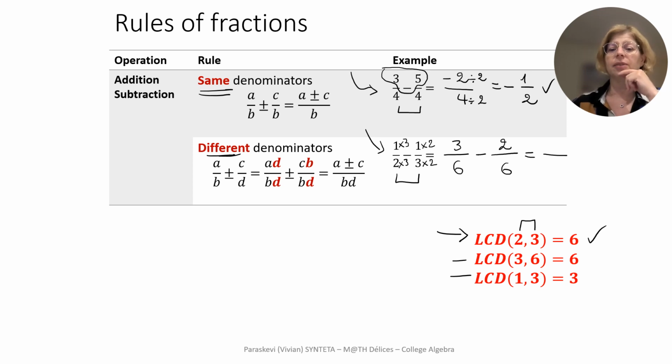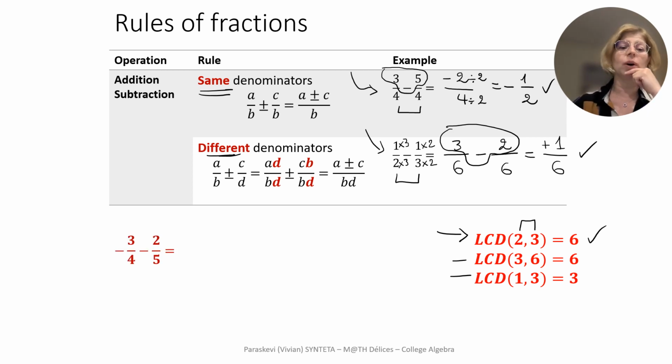Here we have the same denominator, so we just leave the 6 below here, and we'll just do the operations between 3 and minus 2. They have different signs, so we keep the sign of the bigger one, which is the 3, so it will be a plus that we can even omit, and we do subtraction between 3 and 2, that will give us 1, and this is the final result that we cannot simplify further.